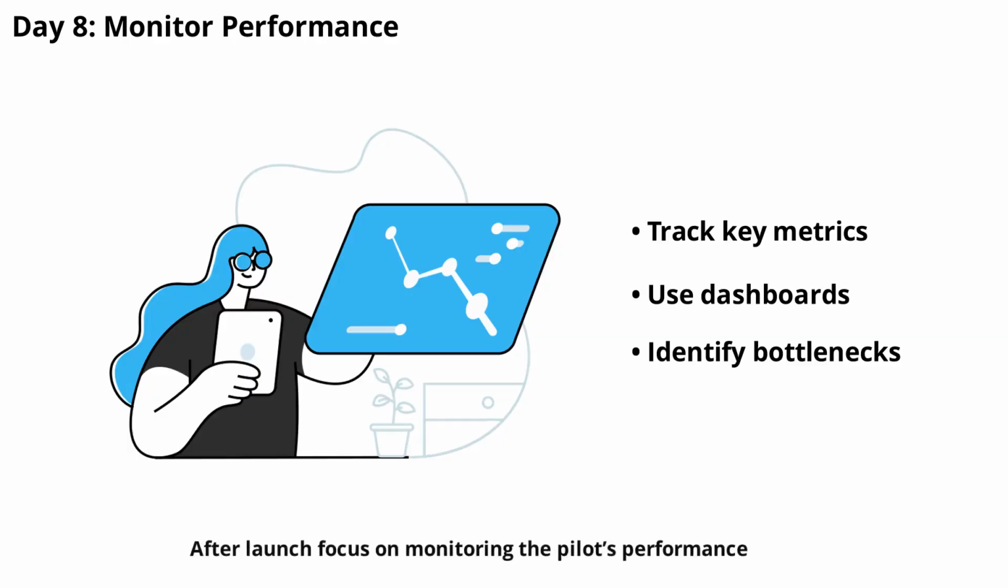After launch, focus on monitoring the pilot's performance. Track key metrics such as ticket volume, resolution times, and user satisfaction. Use built-in dashboards or reports to visualize progress. Regularly check for bottlenecks or recurring issues. Early monitoring helps you identify areas for improvement and ensures the pilot stays on track. Share updates with your team to keep everyone informed and engaged.